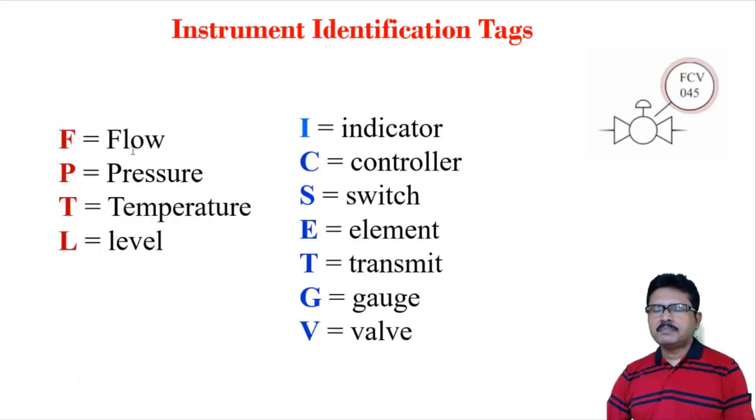There are different parameters which might be identified by different alphabets. Say flow is identified by F, pressure by P, temperature by T, level by L. Other identification letters are also there. I is for indicator, C is for controller, S is for switch, E is for element, T is for transmitter, G is for gauge, V is for valve. There are different identification letters starting from A to Z of the English alphabet.